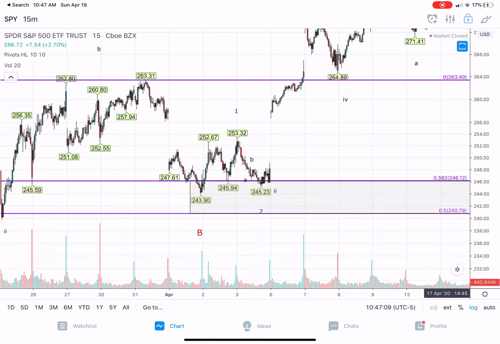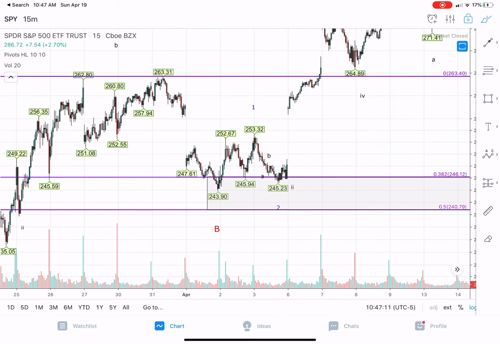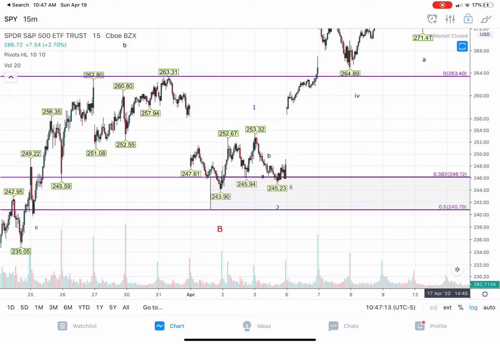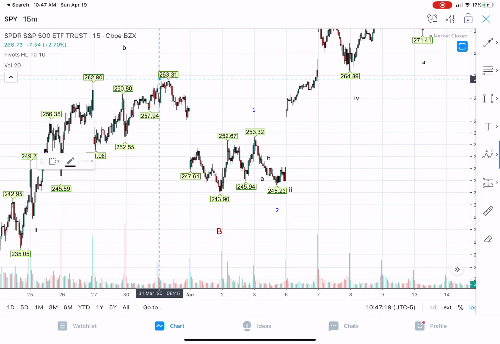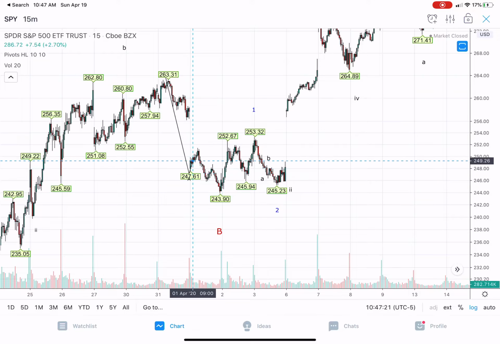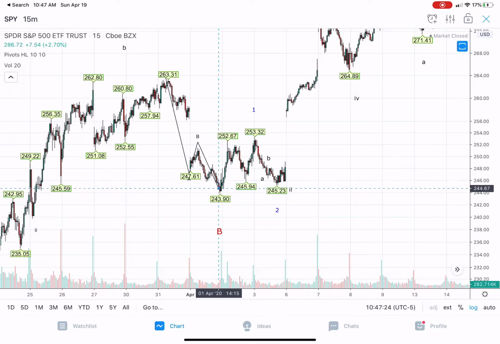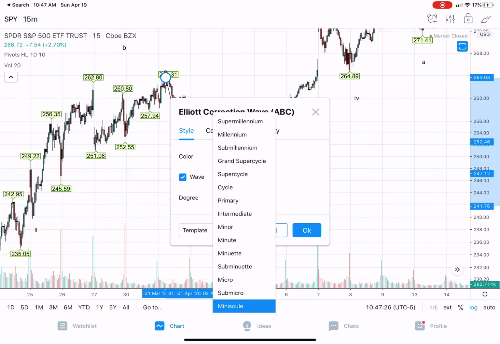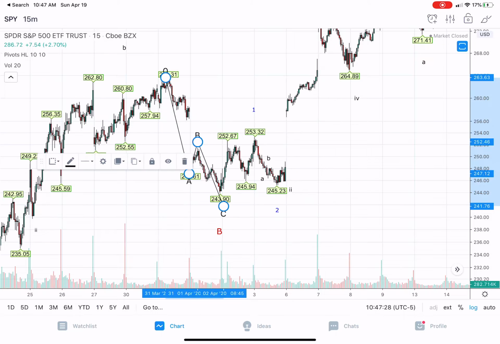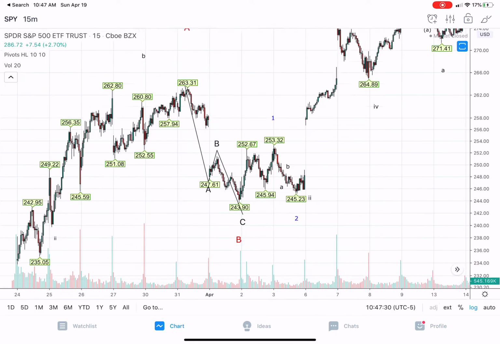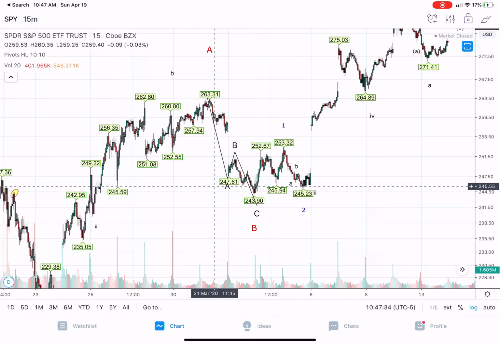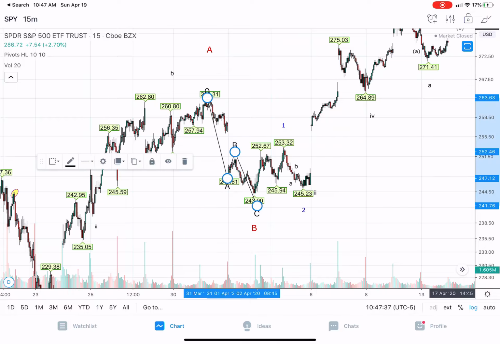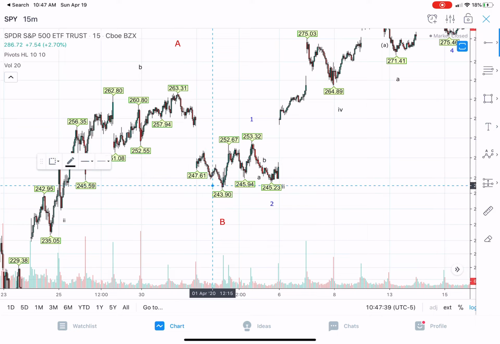And then you can see a clear ABC pullback. For example, the one I showed you guys below. You get your A, B, C. You get your 3-wave pullback. So you get your big A, and then you get your 3 waves down. 1, 2, 3. So then you get your B low to form right here.